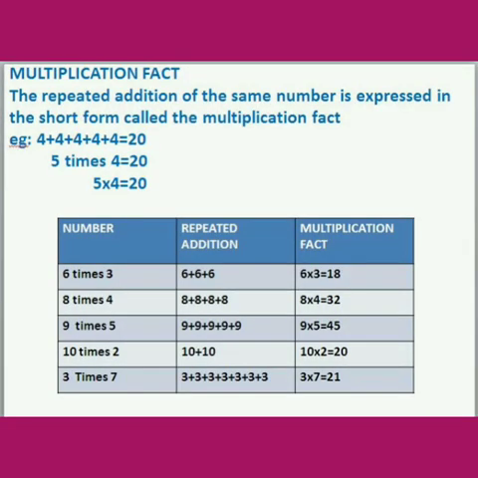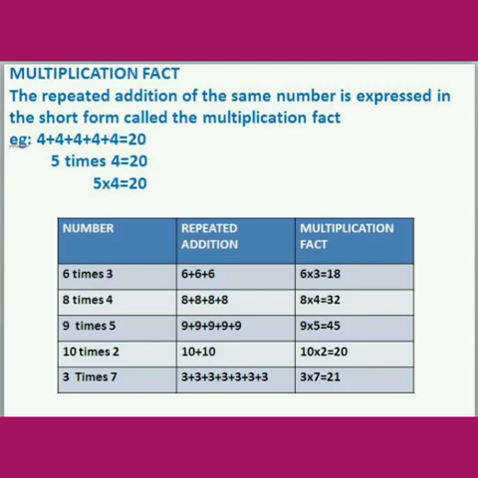Children, next concept is multiplication fact. It is the repeated addition of the same number which is expressed in the short form. For example, 4 + 4 + 4 + 4 + 4 equal to 20. That is 5 times 4 equal to 20. That is 5 × 4 equal to 20. We are writing the given form in the basis of multiplication fact and repeated addition. For example, in this table, 6 times 3, 6 + 6 + 6 is the repeated addition form, and 6 3s are 18, it's the multiplication fact.